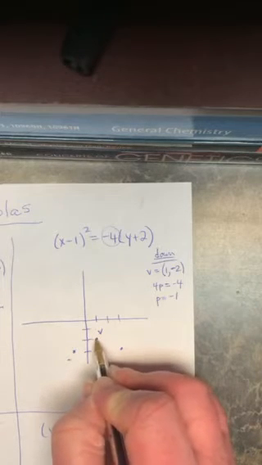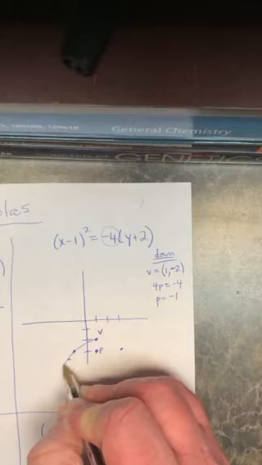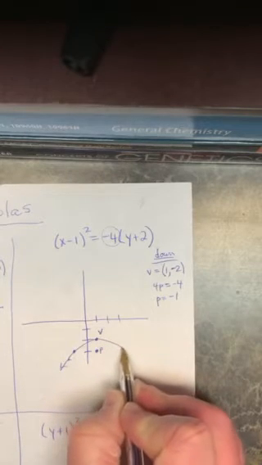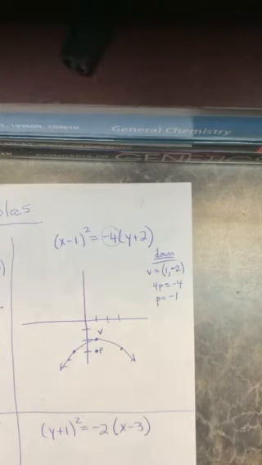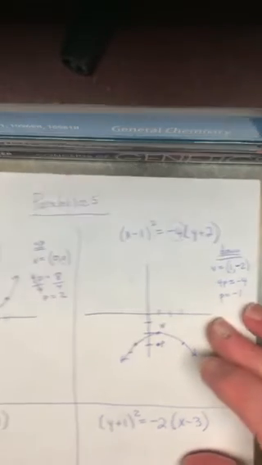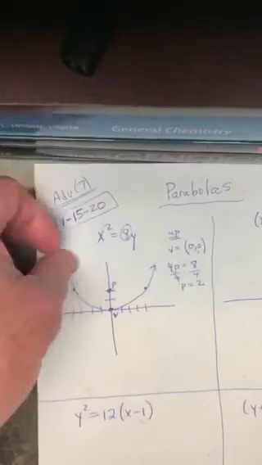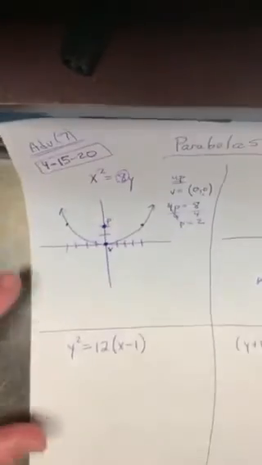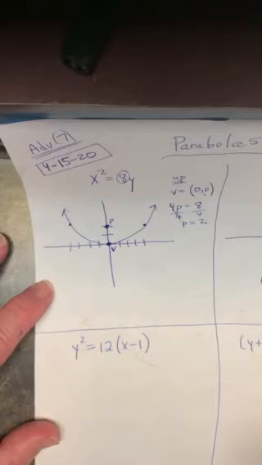And now when I go back to my vertex, I know exactly how wide to make my parabola going through those 2 dots I just created. Okay? Let's give this next one a shot. It says y squared equals 12 times x minus 1.